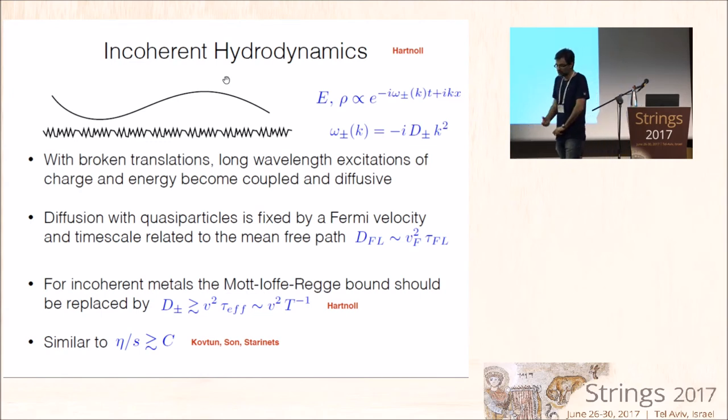Now, there have been experiments which try to estimate the timescales involved, for example, in cuprates, which are incoherent materials, and they have shown some extremely small timescales. These timescales actually saturate the proposed bounds of the smallest possible timescale that you can have for thermalization in a quantum system. Now, there has been a proposal by Sean that the diffusion constants should be bounded from below. So there has to be some characteristic velocity that you can probably define in these systems, and a timescale, and diffusion cannot be smaller than v squared times tau.